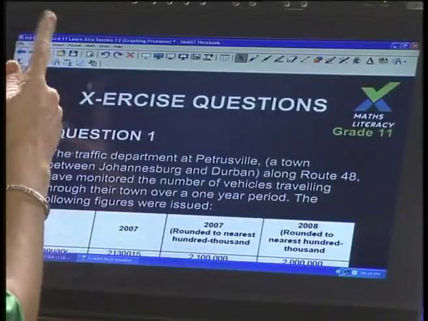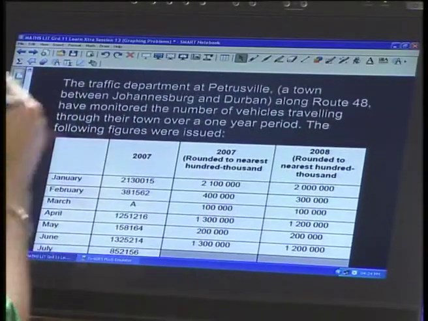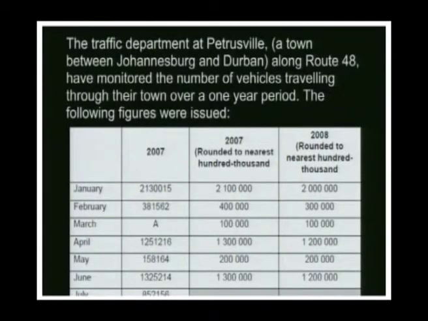Right, now that we've done a couple of examples, let's go through a few of the exercise questions and let's see what hints and tips that I can give you so that you'll be able to complete these correctly. Our first question gives us a table with a whole lot of values, and it's talking about the amount of vehicles that pass through Pietersville. Let's have a look at our question.